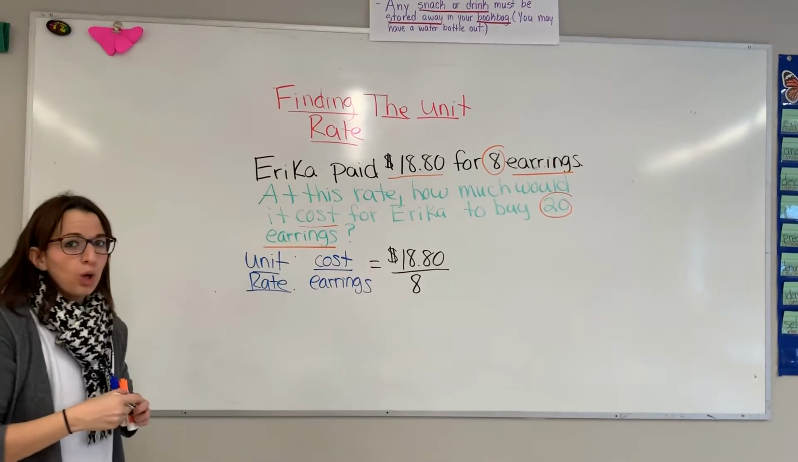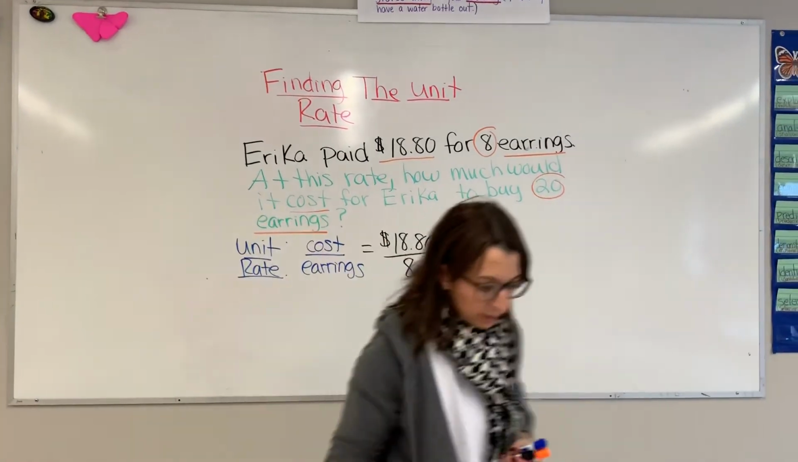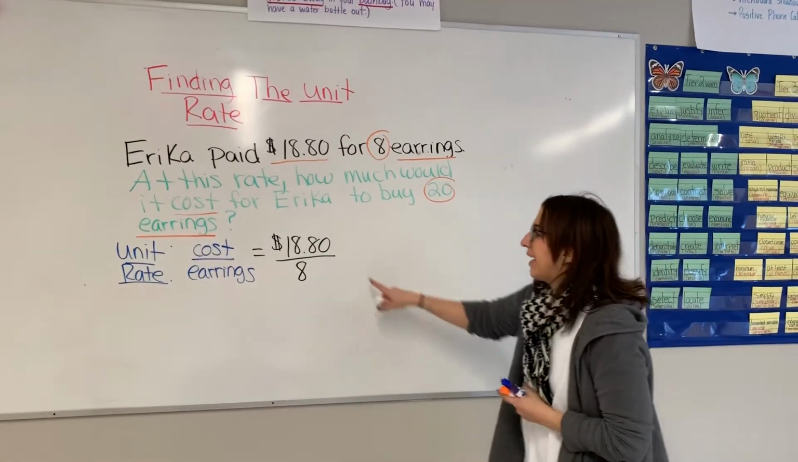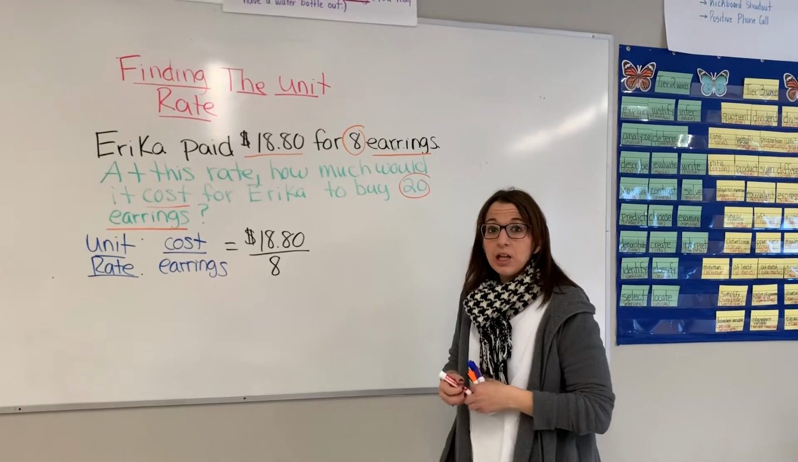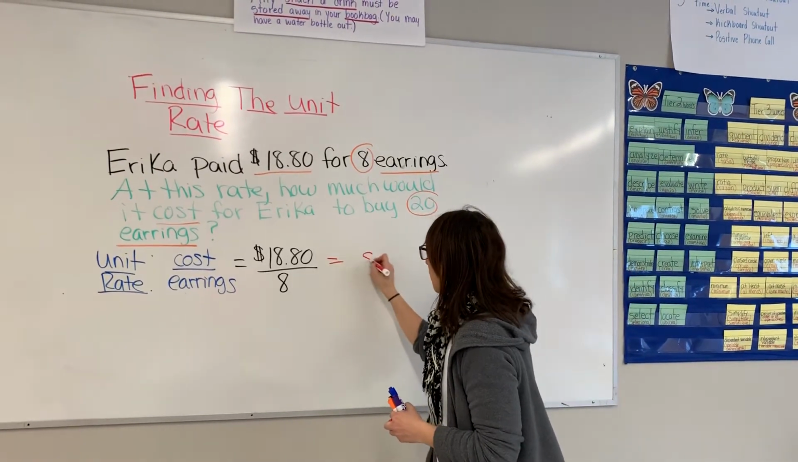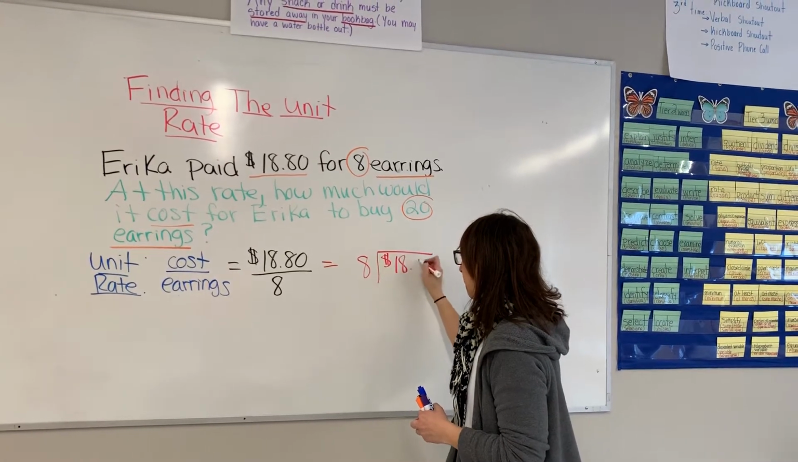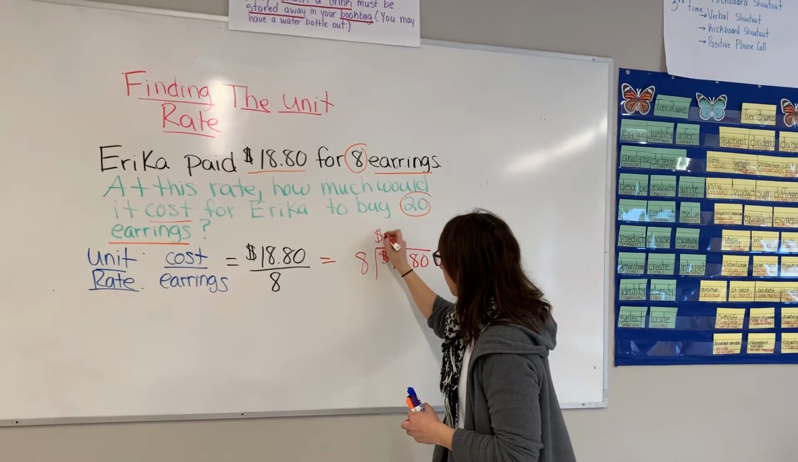Now that's division. So I'm gonna turn this into a division question. I'm gonna go on the other side and show you what that looks like. I'm now gonna divide $18.80 by 8 to figure out the cost of 1 earring first. So 8 on the outside into $18.80. Bring up my decimal, my dollar sign.